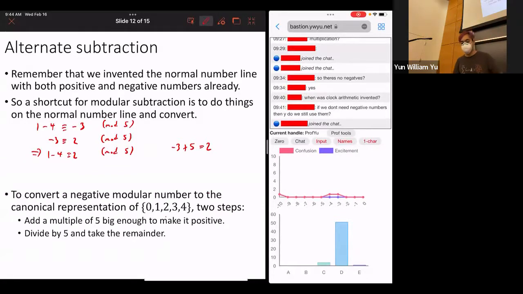So another algorithm to convert a negative modular number to a canonical representation 0, 1, 2, 3, 4 is 2 steps. The first is just you add a multiple of 5 that's big enough to make it positive. And then you divide by 5 and take the remainder. Because we haven't really talked that much about dividing negative numbers and taking remainders, that's basically what you're doing. But you can do that by just adding a multiple of 5 big enough to make it positive, and then you just use the positive algorithm.